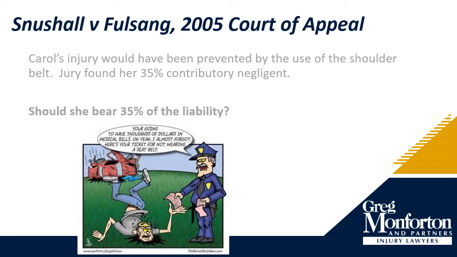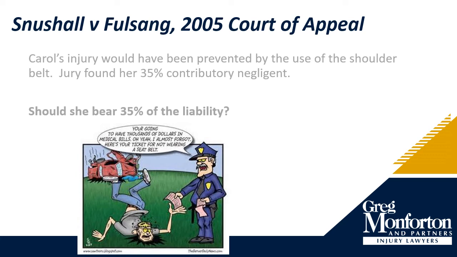Mrs. Snushel was a passenger in Mr. Fulsang's car. Daniel Fulsang was driving westbound on Taunton Road, approaching an intersection. His car was equipped with lap belts and a separate shoulder harness for the driver and the right front passenger seat. The middle front seat was equipped with a lap belt. Carol Snushel, who is the plaintiff, was only wearing her lap belt. Her evidence was that she did not know that there was a shoulder belt available.